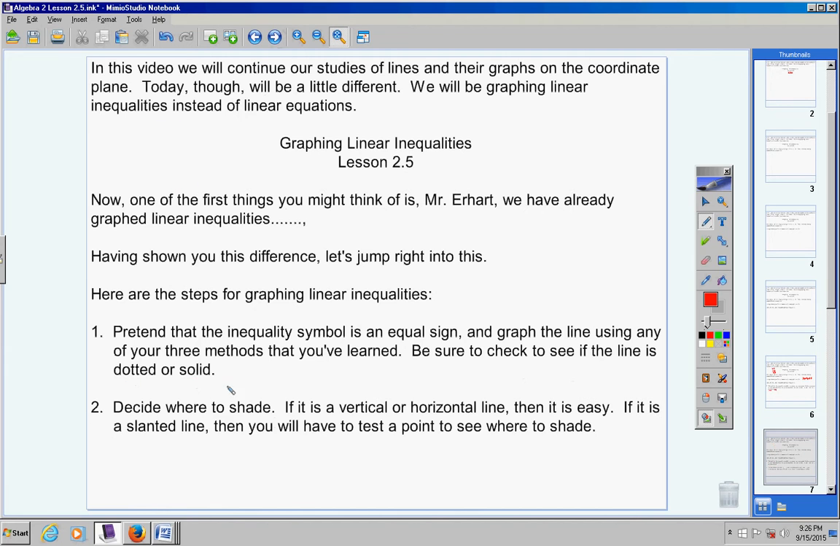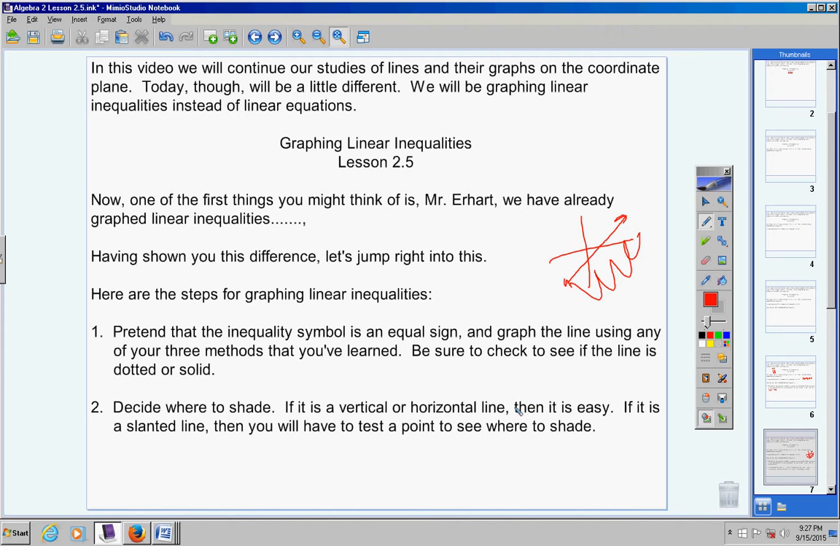And then step 2, decide where to shade. You have to shade on these, okay? For example, you might have a line that's slanted like this. You're either going to shade above the line or you're going to shade below the line, okay? So you have to decide where to shade. If it's a vertical or horizontal line, then it's easy. I will show that to you.